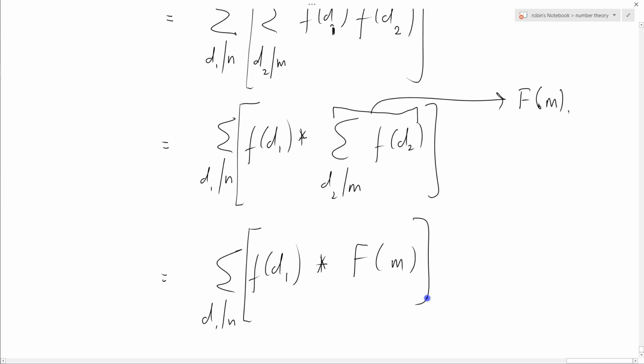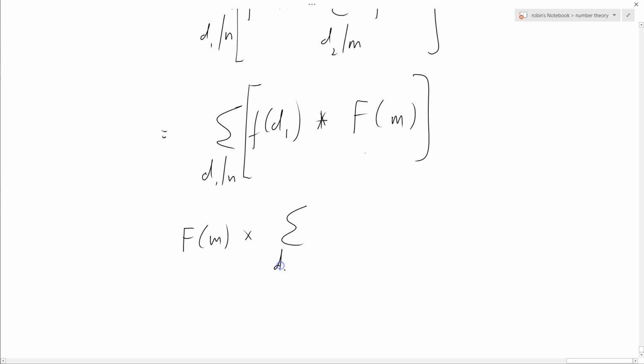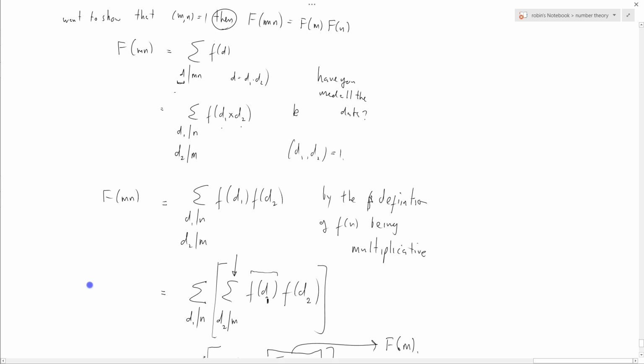There it is, and it's a constant. There's no d2 in that, there's no d1 in that either. So as far as the summation over d1 is concerned, that's just a constant. So I can take that out: f of m times sigma d1 divides n, f of d1, and you can see where this is going. Of course this thing here is just f of m times capital F of n.